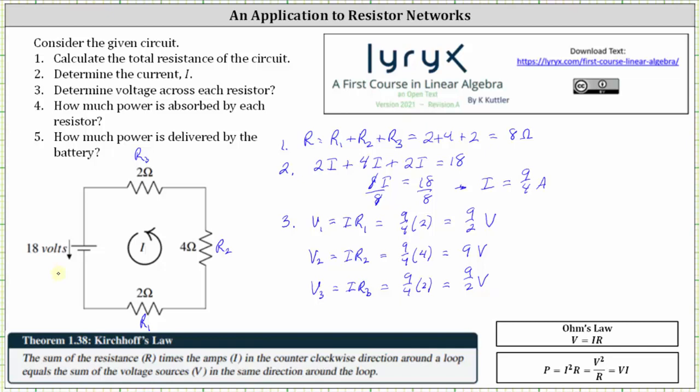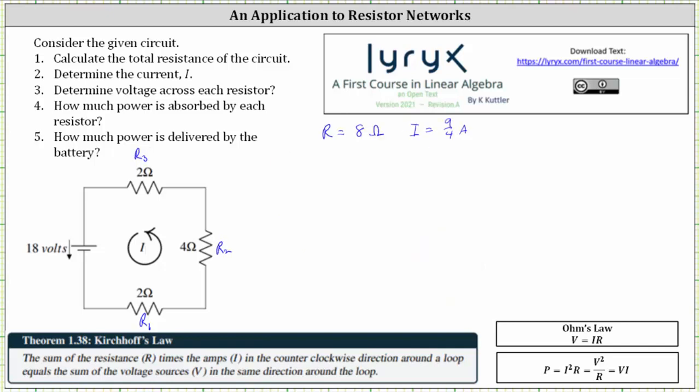Let's go to the next slide and answer number 4 and number 5. For number 4, we're asked to determine how much power is absorbed by each resistor. The power absorbed by resistor 1 will be P sub 1. And we can use any of the 3 formulas shown below. P equals I squared times R, P equals V squared divided by R, or P equals V times I. I'm going to go ahead and use I squared times R, except for P sub 1 we will use I squared times R sub 1.